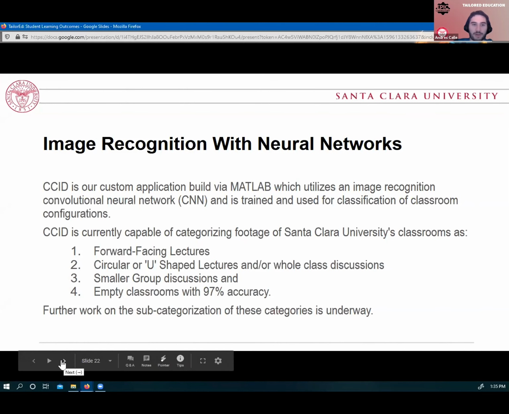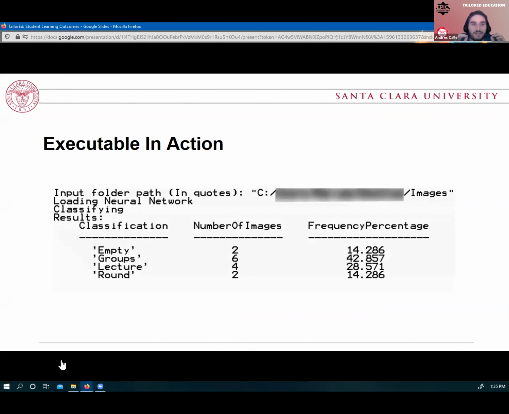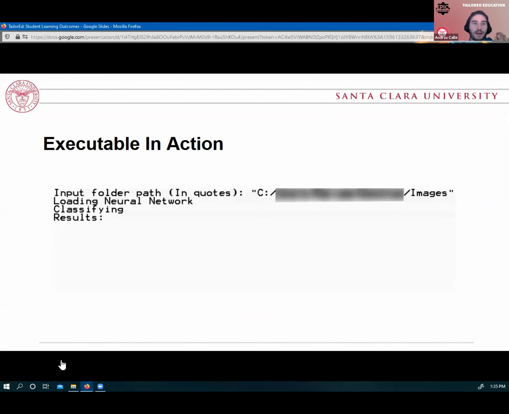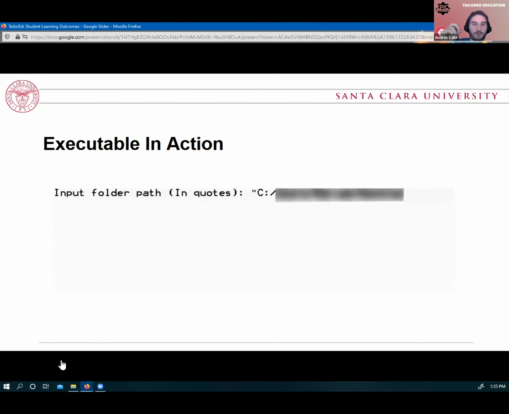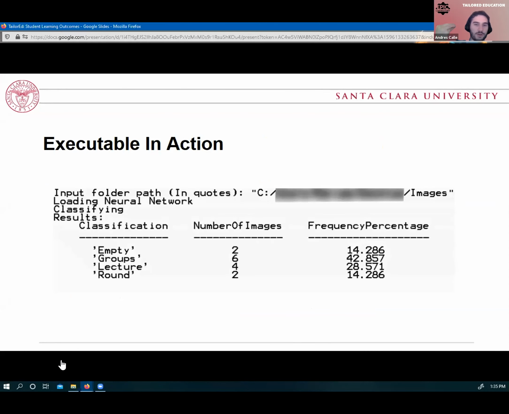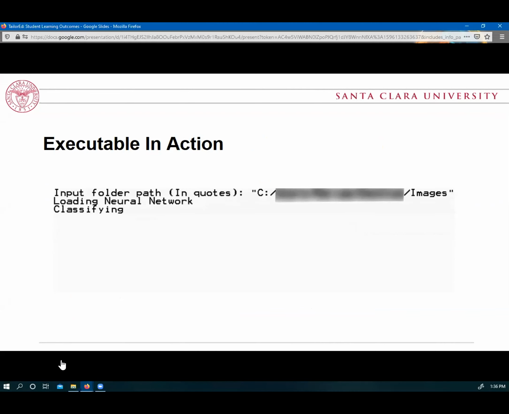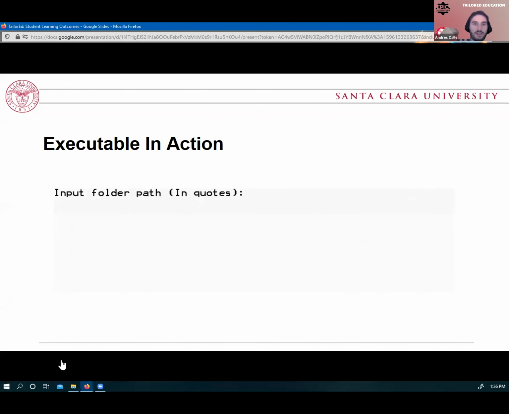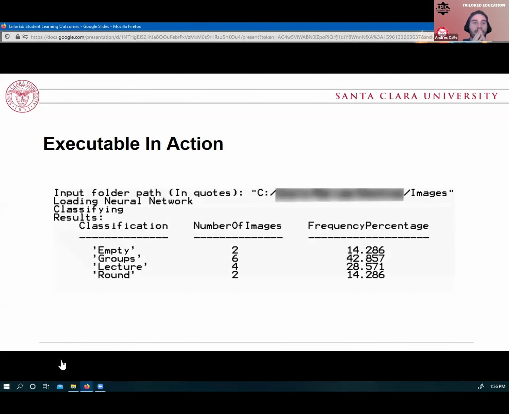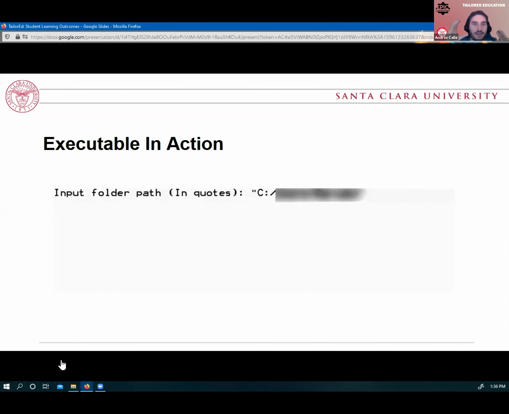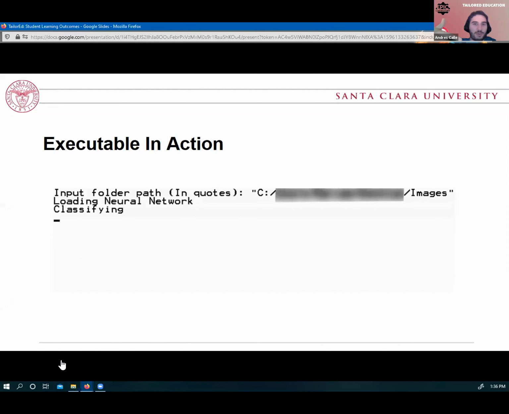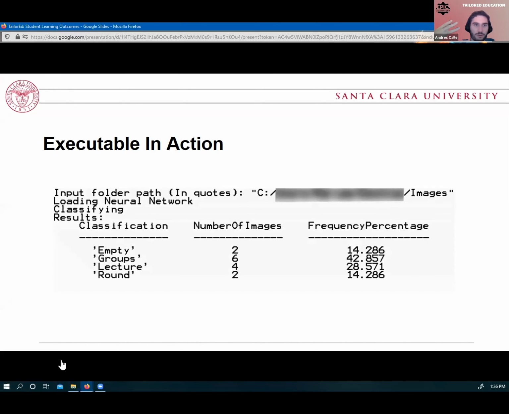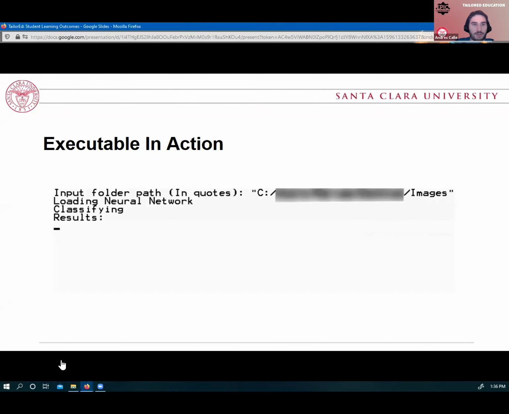So now we can move on to the next one. The neural network, since managing one is not intuitive to the layperson, we packaged it within an executable file that can be easily run in a command line. And all it needs is a location of the folder where you have a bunch of unsorted images, and it will output a classification for those images, how many are in each one, and what frequency percentage they are in. This makes it exceedingly useful for, for example, taking one entire class and all of the pictures taken in that class, putting all of those pictures in one folder, and then running the executable, which will instantly give you a breakdown of how that class was divided. And then you can also further go and take looks at, for example, time period divisions.